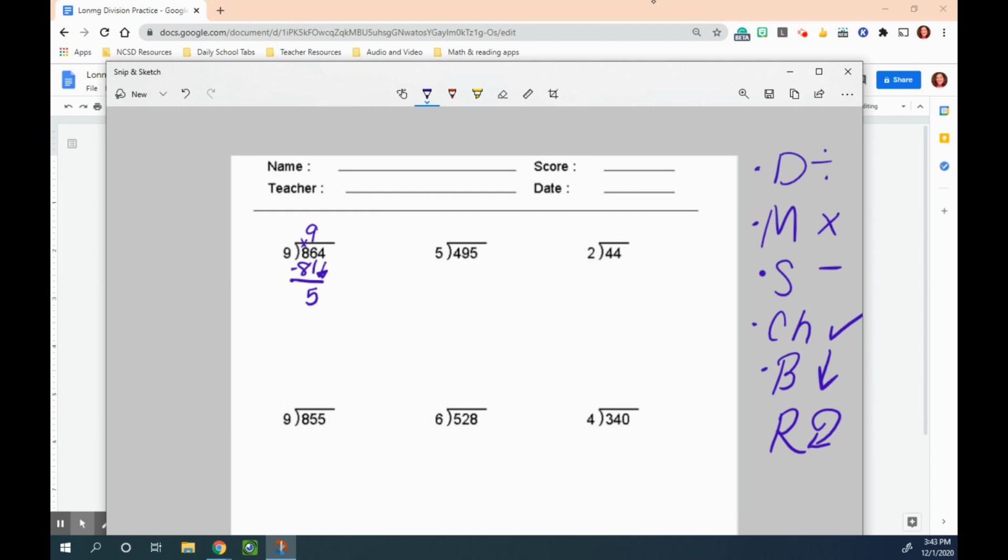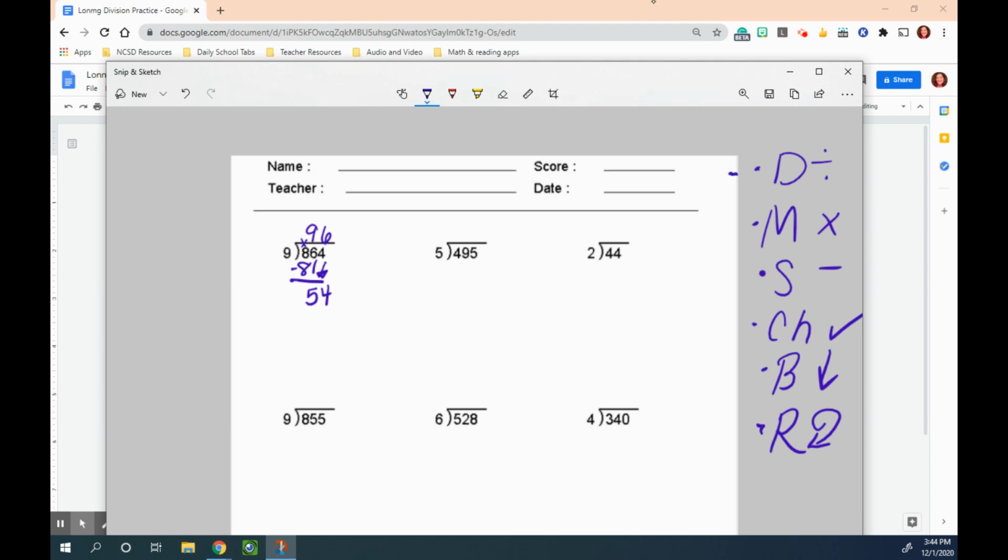We're bringing it down. And we're going to make 54 our new dividend. It's our new number that we're now dividing. We're using 5 and 4 to make the number 54. And we're deciding how many are in each group of 9 when we break up 54 into 9 groups. That means we have 9 times 5 is 45. 9 times 6 is 54. It's an exact match. So we divide it.